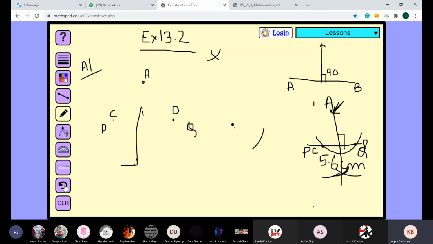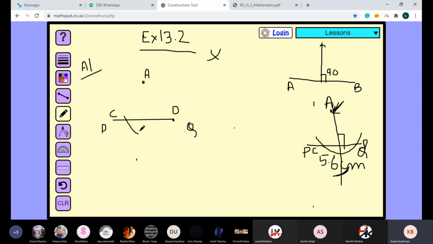Why I'm not able to do this? Just a minute, beta. Let me just erase this one. Okay. So we were on this point. You have got this arc.